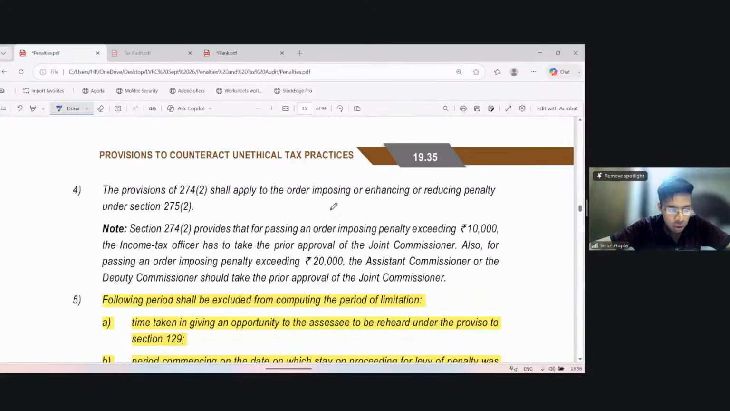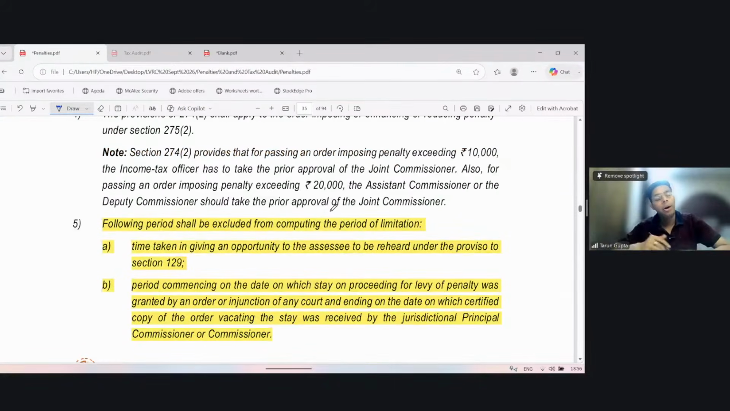So this is section 275. However, the following time periods are also excluded while computing the above period of 6 months. First is the time taken in giving an opportunity to the assessee to be reheard under the proviso to section 129, if there is a change of tax officer. And the period commencing on the date on which a stay on proceedings to levy penalty was granted by an order or injunction of any court, and ending with the date on which a certified copy of the order vacating the stay was received by the PCIT or CIT. So during the period in which the proceeding remains stayed, such period shall also be excluded while computing the limitation period of 6 months.